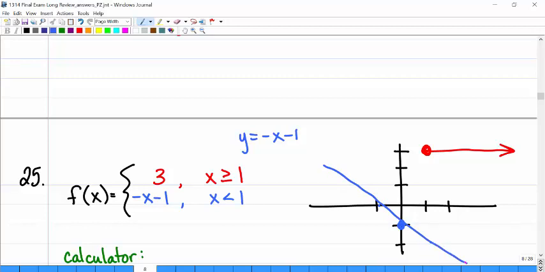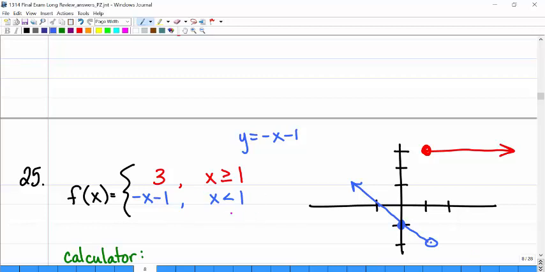But I only want it for x's that are less than 1, so I want from here and then to the left. So I do not want anything to the right of 1. I also don't want 1 on blue because there's no equal to.